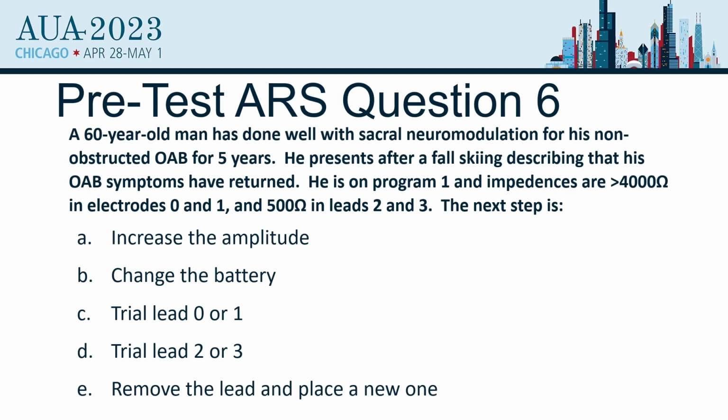Question 6 out of 7, I believe. A 60-year-old man has done well with sacral neuromodulation for his non-obstructive OAB for 5 years. He presents after a fall skiing, describing that his OAB symptoms have returned. He's on program 1. Impedances are greater than 4,000 ohms in electrodes 0 and 1, and 500 in electrodes 2 and 3. The next step is increase the amplitude, change the battery, trial lead 0 or 1, trial lead 2 or 3, or remove the lead and place a new one.